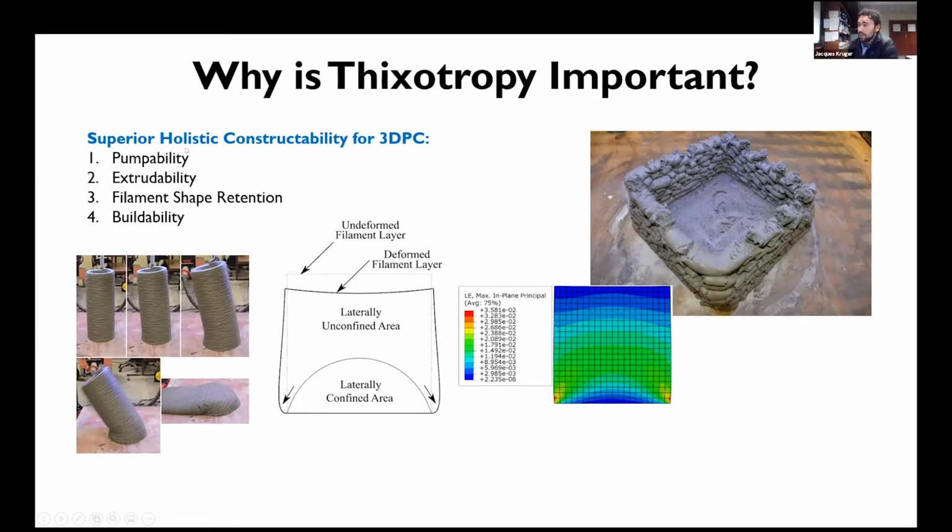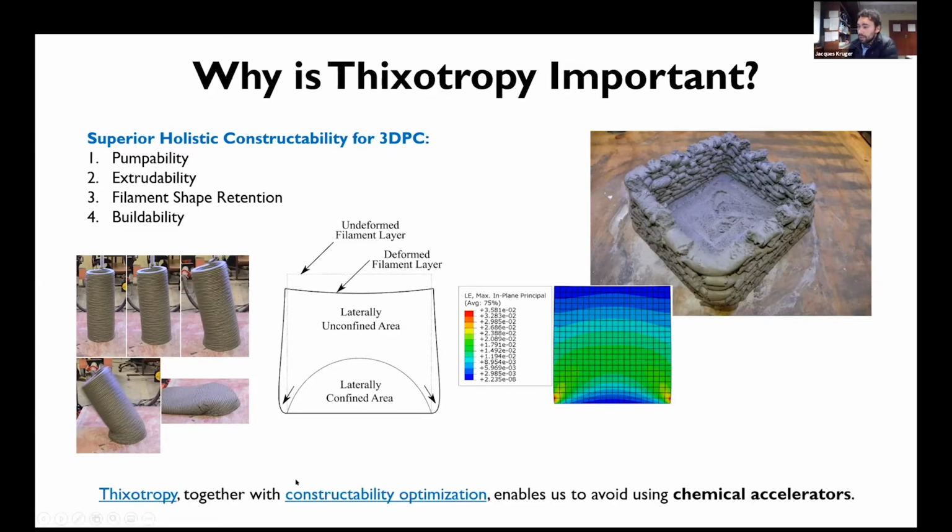So thixotropy really is important for the entire cycle of 3D printing, from the material pumping all the way to getting the object out. Together with constructability optimization, which I'll speak about now, it enables us to avoid using chemical accelerators. This is not something we really want to use if we can avoid it.